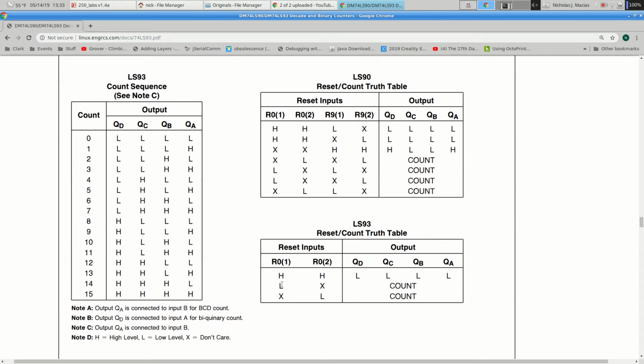So first thing is you have to set these reset inputs to be low. Okay, and now each time that it counts, your output, which looks like QA, QB, QC, QD, is going to bump up in binary. 0, 0, 0, 0, 0, 0, 0, 1, 0, 0, 1, 0, and so on.